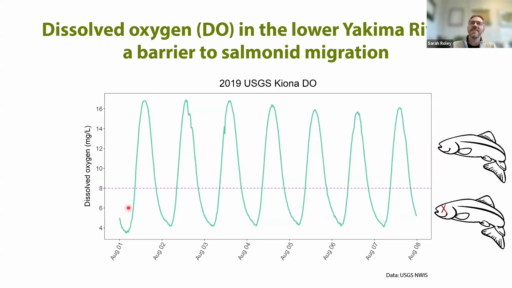So this line right here on the graph represents the Washington State Water Quality Standard for salmonids, about 8 milligrams per liter. Adult salmon typically need at least 7 or so to migrate, and nighttime lows of dissolved oxygen in the Yakima typically drop between 4 to 6 milligrams per liter, depending on the season and depending on the year. What I want to do now is take these nighttime lows and plot them over the course of an entire year for multiple years.